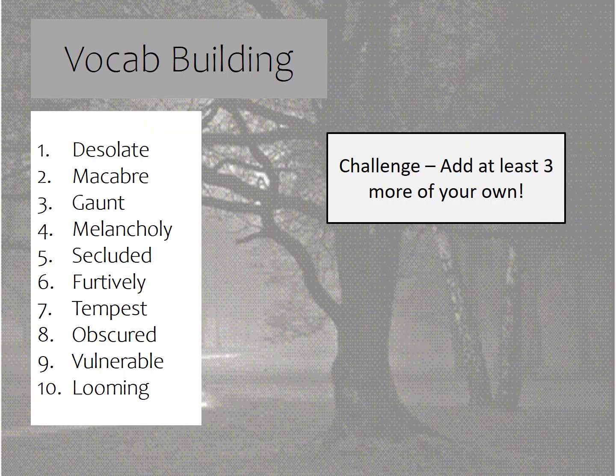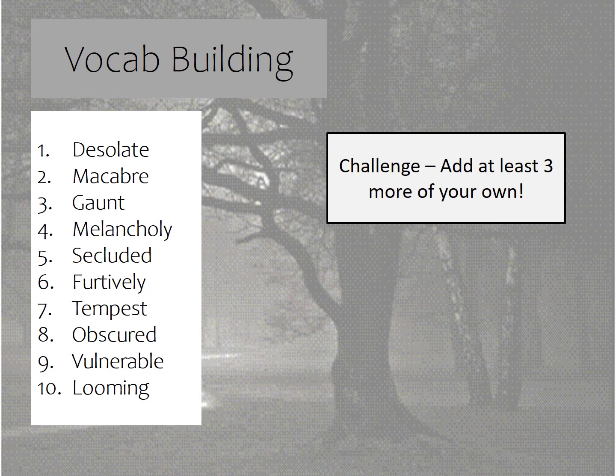Okay, we've done a little bit of sentence work. We're going to do a little bit of vocabulary building now. There are 10 words on your screen now: desolate, macabre, gaunt, melancholy, secluded, furtively, tempest, obscured, vulnerable and looming. All of those are fairly gothic themed words.